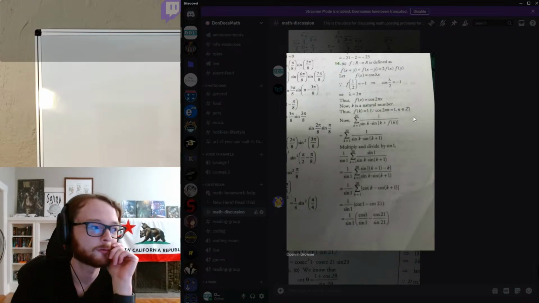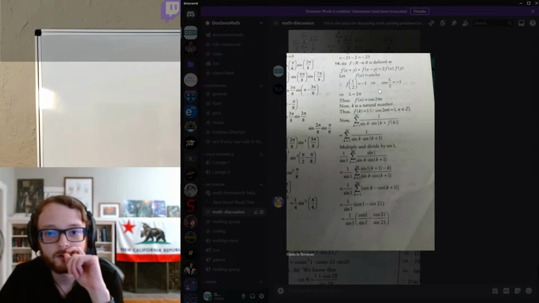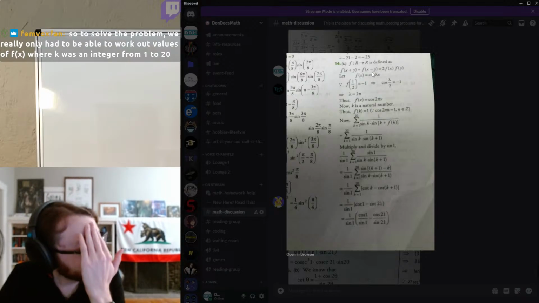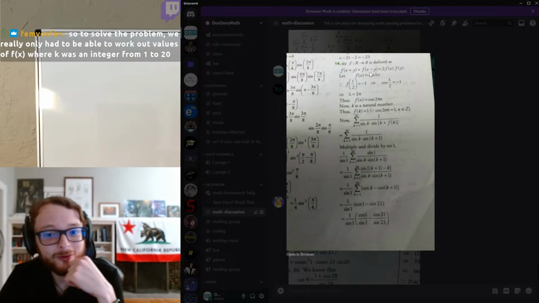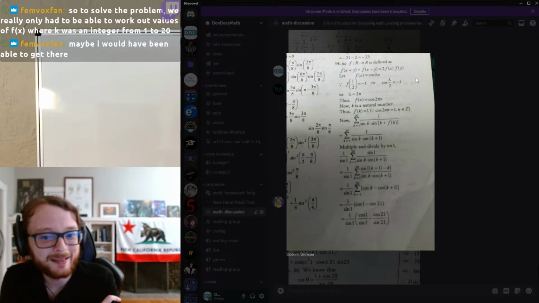Let's see if they need help on a specific part of it. In the meantime, I want to look at this function part. They're just saying let. They don't say why you should suspect this thing is cosine. They just say suspect that it's cosine. Oh my god.